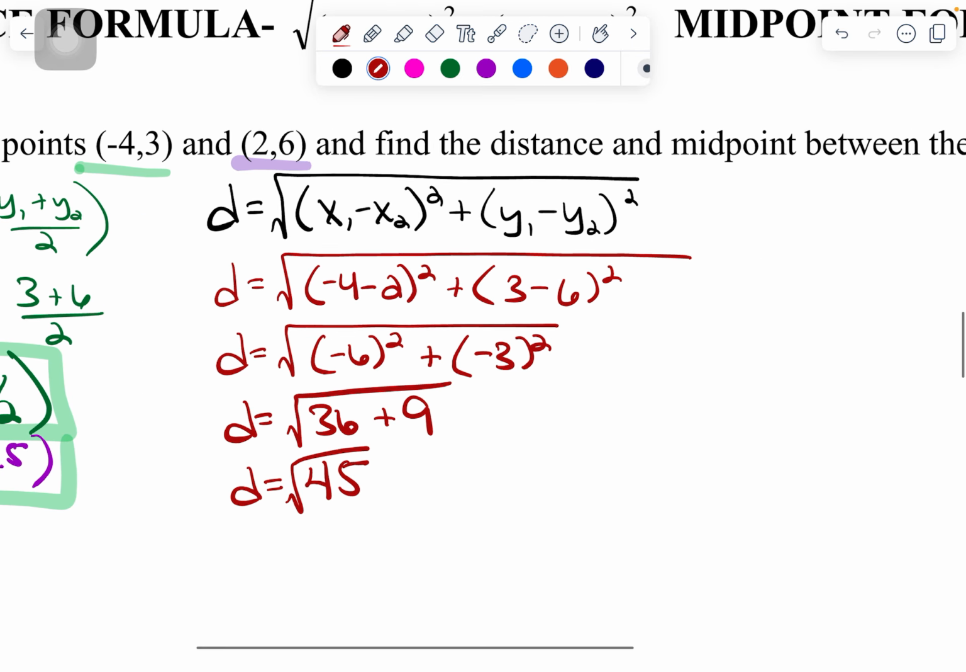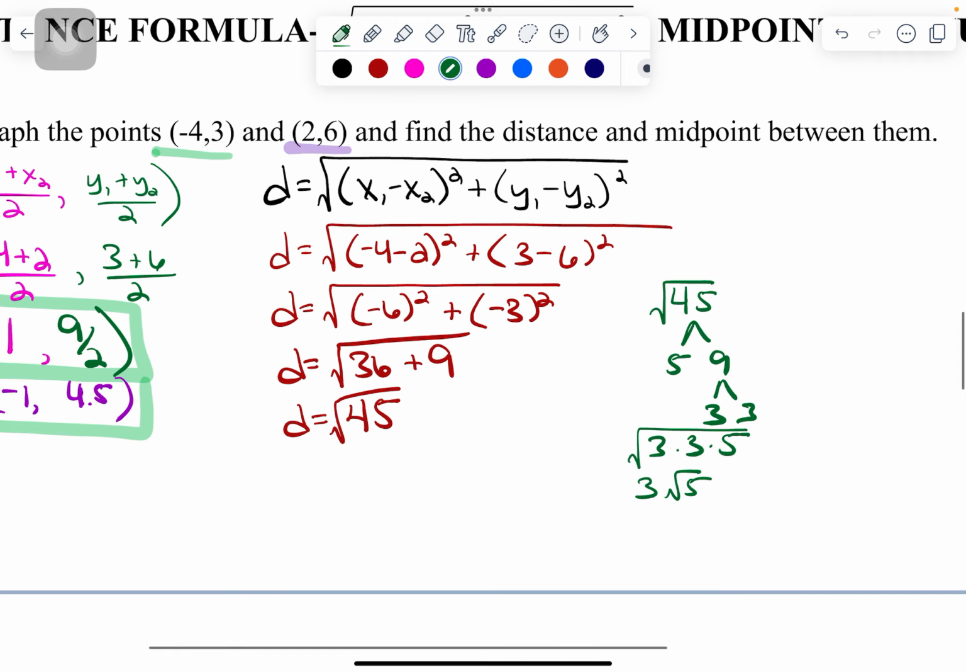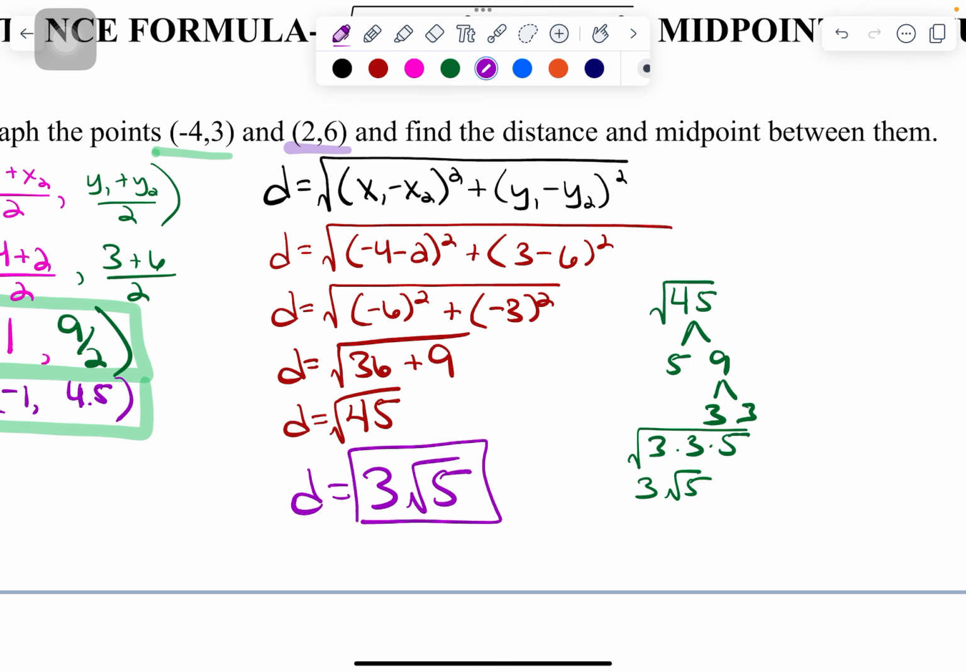And then the last thing we're going to do is see what we can do about simplifying a square root of 45. So I know 45 is 5 times 9. 9 is 3 and 3. So I've got 3, 3, and 5. So I've got a pair of 3s and then a 5 that doesn't pair up. So my distance is going to be 3 root 5. I don't have units here, so I'll go ahead and call that 3 root 5.